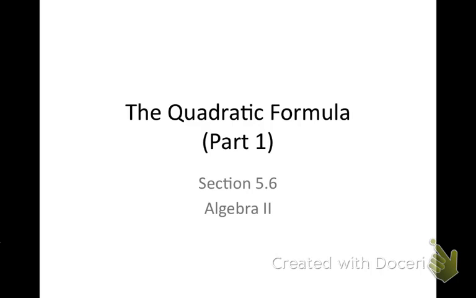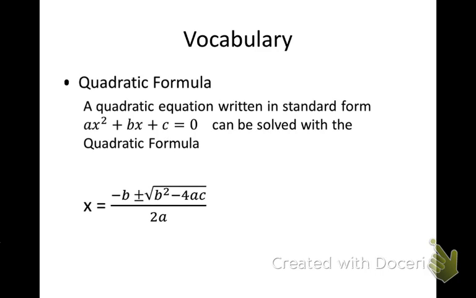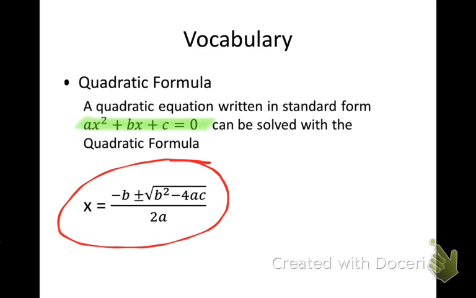Okay. Quadratic formula can be kind of messy. It's kind of long, a little bit messy. The quadratic formula is this thing right here, actually. A quadratic equation written in standard form, ax squared plus bx plus c equals 0, can be solved with the quadratic formula. Now, this is the quadratic formula. I also have it written up on my board up there to the left. We will be using that again today.